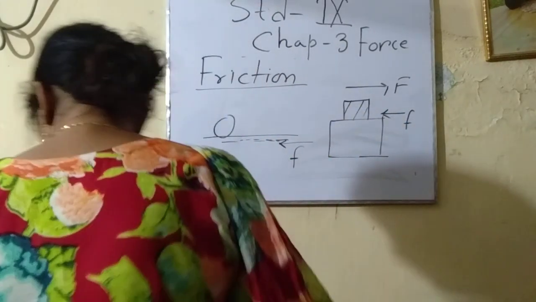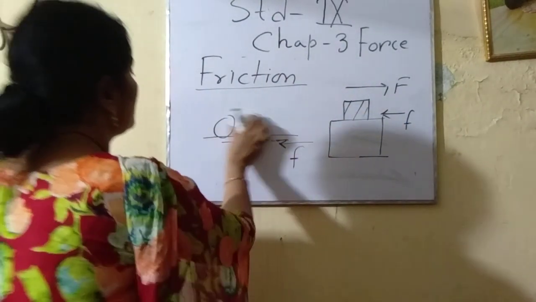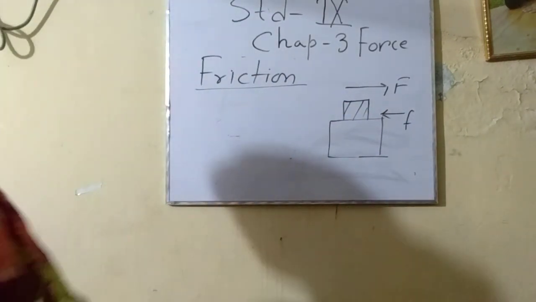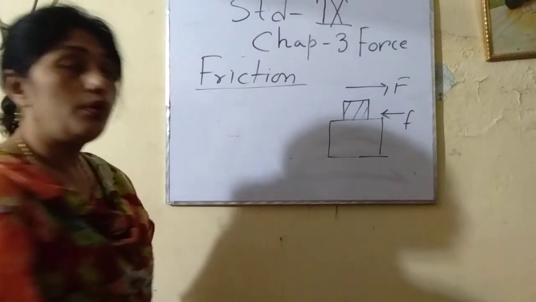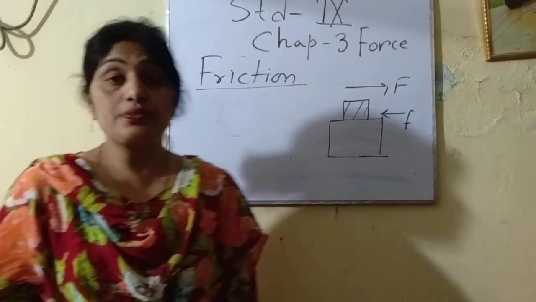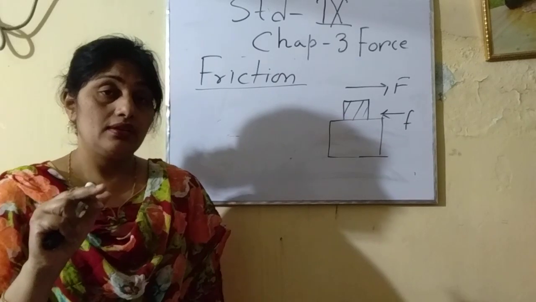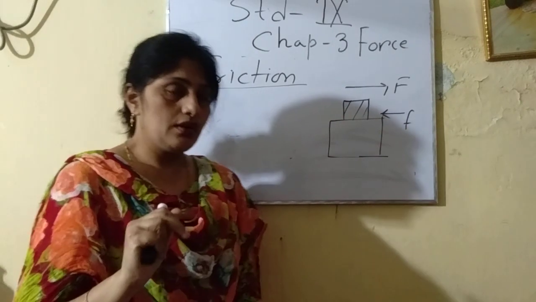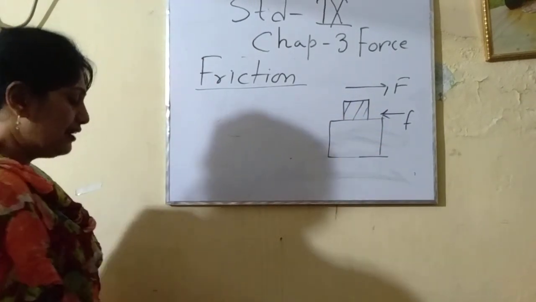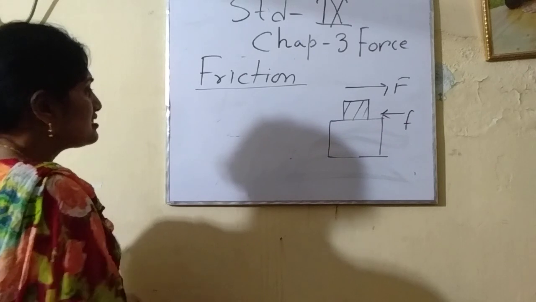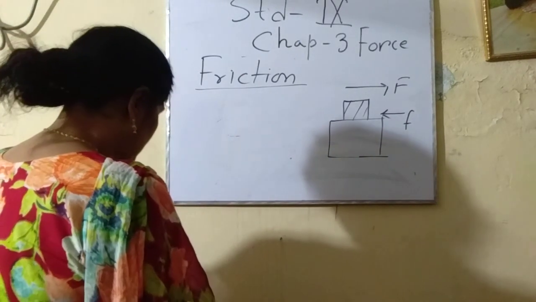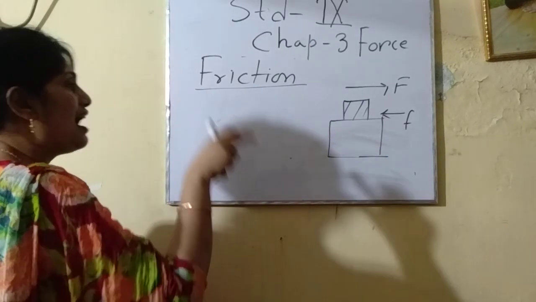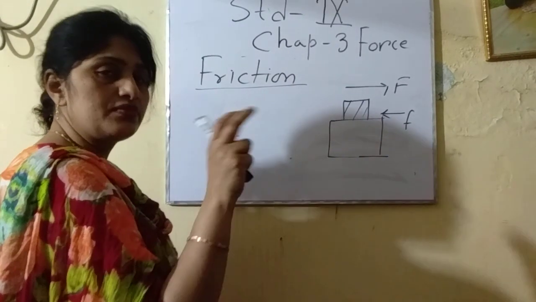So I can give you the definition of frictional force. That is, when a body moves or tends to move, listen very carefully, when a body moves or tends to move over another body, then a resistive force acts between the surfaces in contact. This is known as friction, and that resistive force is known as frictional force.